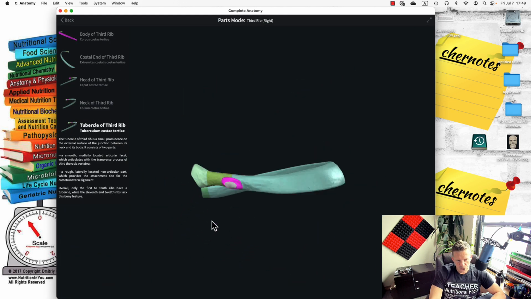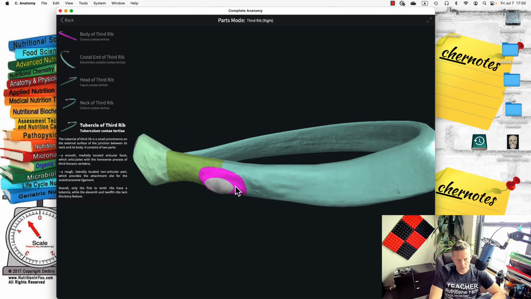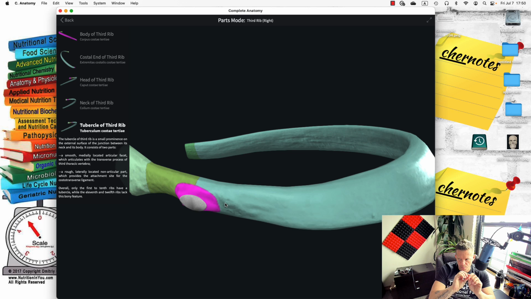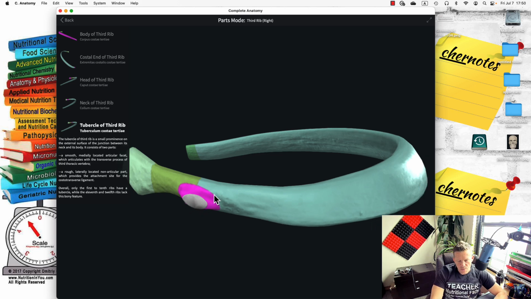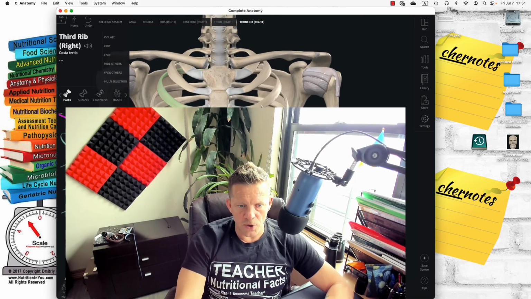This part in particular, where the facet is, is called the tubercle. The tubercle is a projection or elevation, or another name is a prominence, on the external surface of the junction between the neck and the body. Only ribs 1 to 10 have this type of projection, the tubercle, because rib number 11 and rib number 12 are floating ribs. So that's basically everything about the thorax.